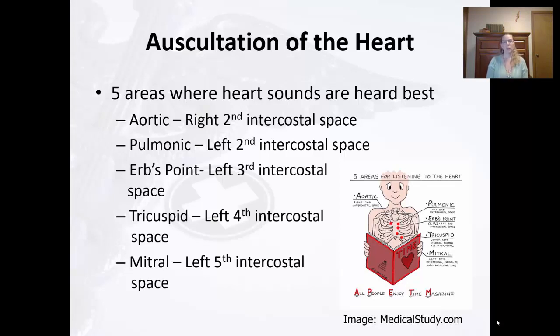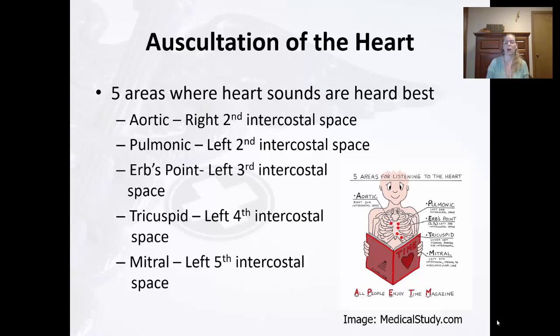All right, auscultation of the heart. Now we're going to be using the bell of our stethoscope. Remember, the stethoscope has two parts to it. The big round piece is called the diaphragm, and the smaller round part is called the bell. Typically, you use the bell to auscultate heart sounds. There are 5 areas where you can hear the heart sounds the best. I use this mnemonic to help me remember.